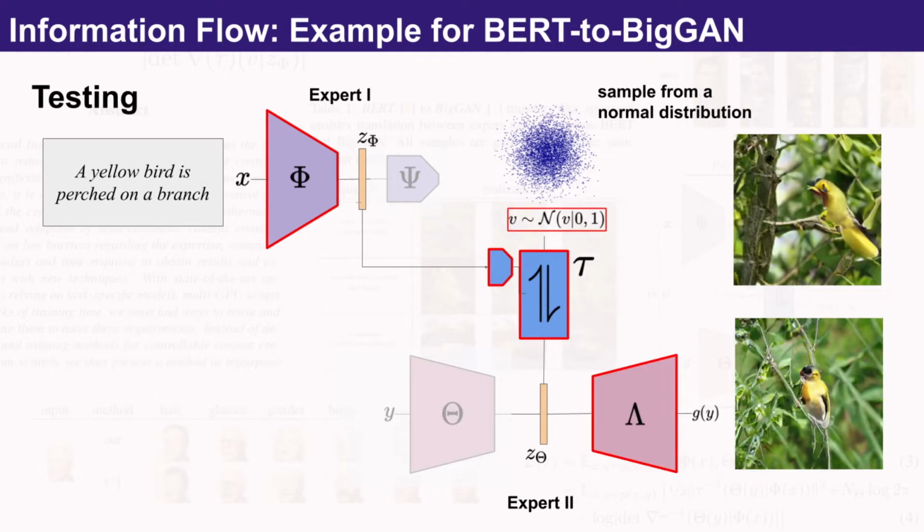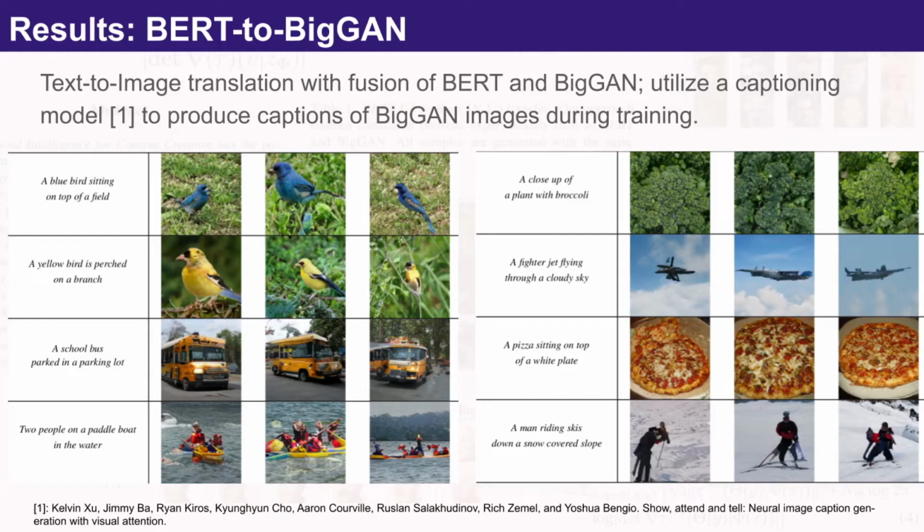During testing, given a representation of the first expert, here the sentence "a yellow bird is perched on a branch," we sample from the prior and conditionally transform the sample into the space of the second expert. In our experiments, we show that our approach allows us to fuse BERT and BigGAN into a text-to-image model. The resulting model is able to produce diverse samples with high interclass variability and also distinguish between more low-scale features such as the color of a bird.